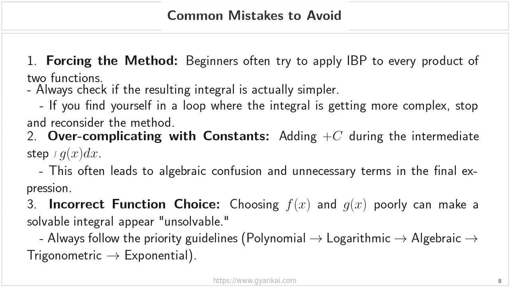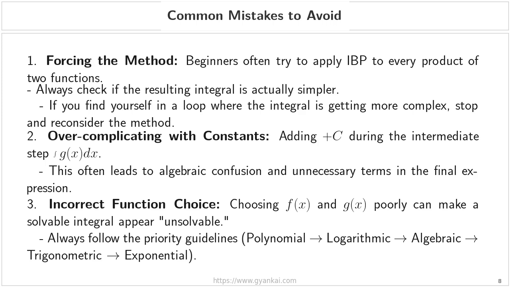3. Incorrect function choice. Finally, choosing the functions f of x and g of x poorly can completely derail your attempt to solve the integral. It can make an integral that is solvable with IBP appear impossible. To avoid this, always follow the priority guidelines we've talked about.